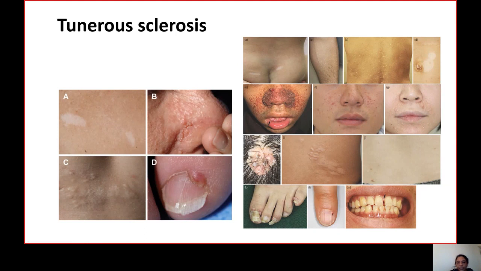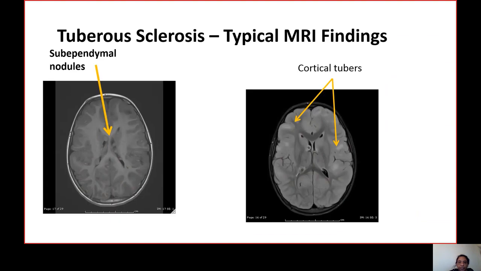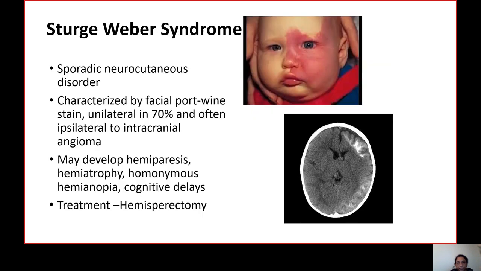In tuberous sclerosis, you need to examine your patient carefully, especially when they present at 4 or 5 months with infantile spasms, because at that time the child has not yet been diagnosed as tuberous sclerosis. You need to find out whether they have it or not. And the typical MRI findings are there. Even if you don't see the child, if you see an MRI, you should be able to diagnose tuberous sclerosis. The subependymal nodules will show the candle drip appearance, and these white areas are the cortical tubers. So it's not difficult to diagnose tuberous sclerosis. These two things have to be there for you to confirm it.